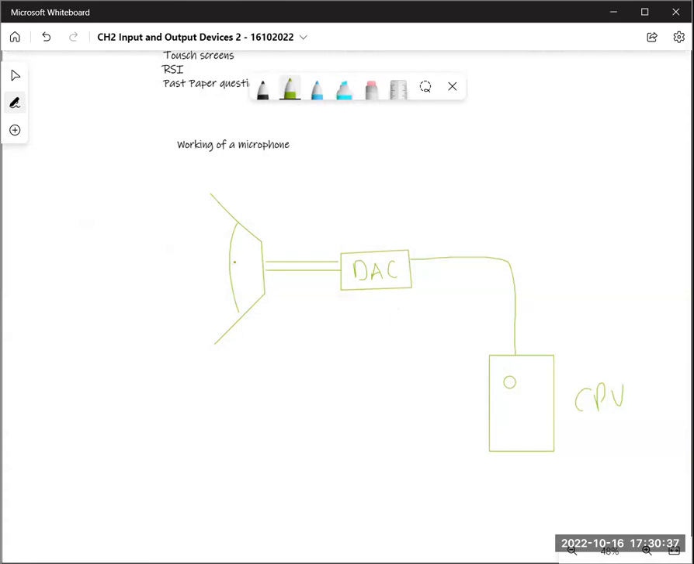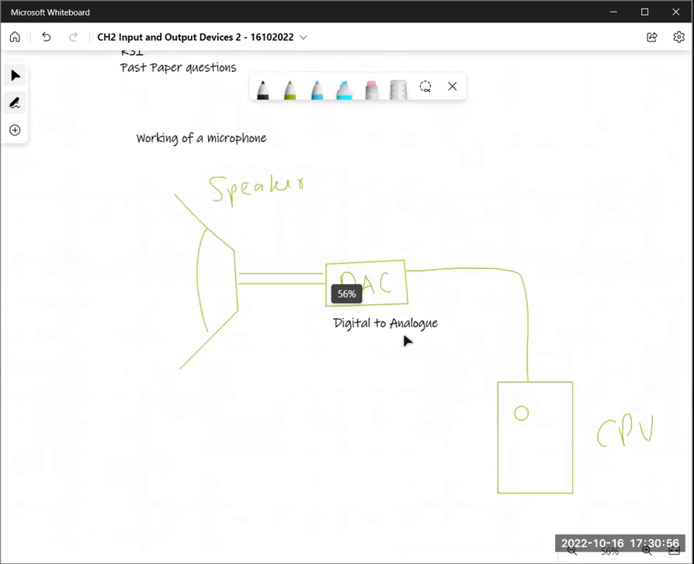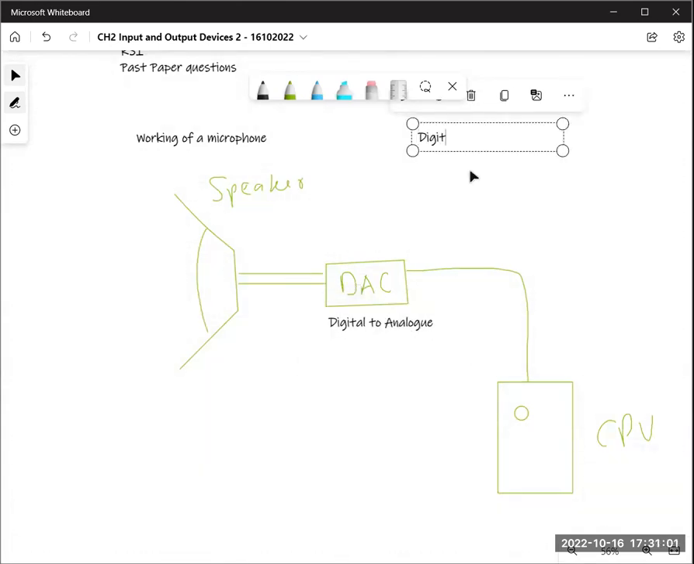Okay. Now, how does this work? This is your speaker. You have a DAC, you have a CPU. What is DAC called? It's called digital to analog. Now, Zahra, do you know what digital means? Yes, sir. What does it mean? Digital. Sir, I know what digital is, but I don't know how to explain it. Digital. Right. If you can't explain something, then you don't understand it. That's something I tell people. I'll tell you what it is now.